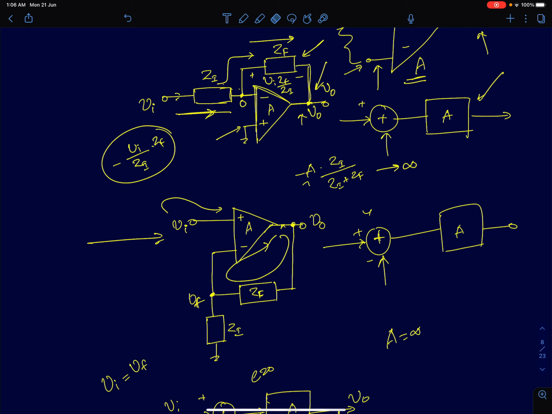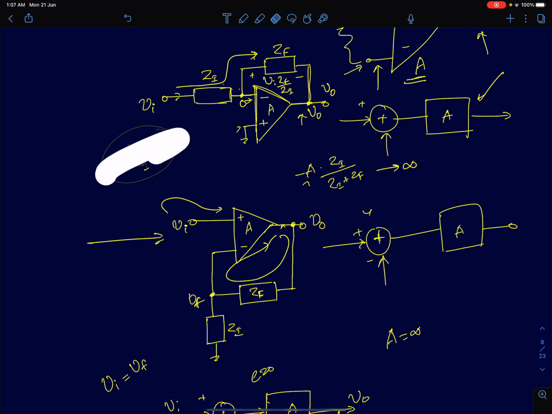Now, one thing that is quite intuitive to see here is that there is no other path for this current, so the entire current has to flow through this impedance Zf itself. That's quite obvious because the input impedance of the op-amp is infinity, so no current can flow through that.